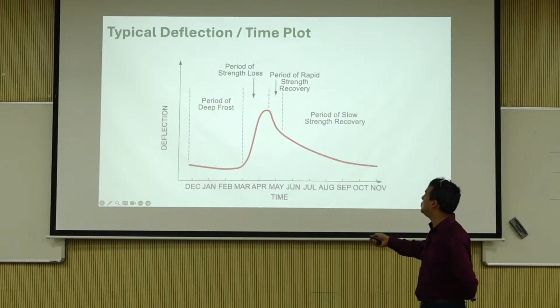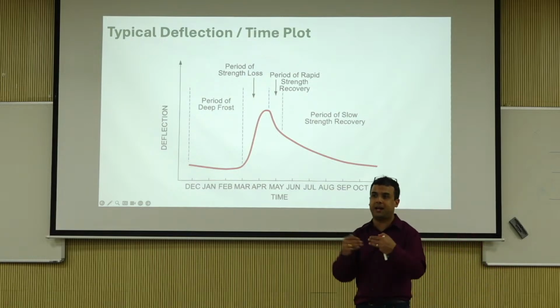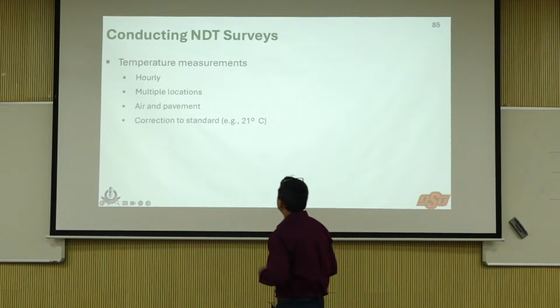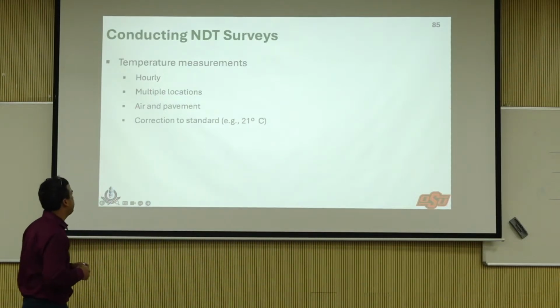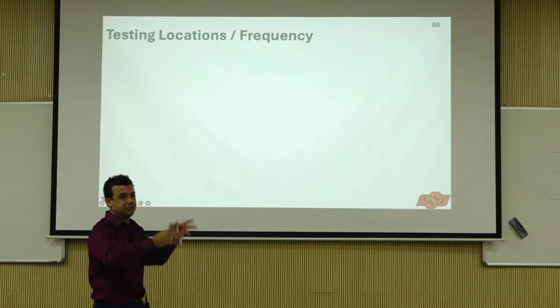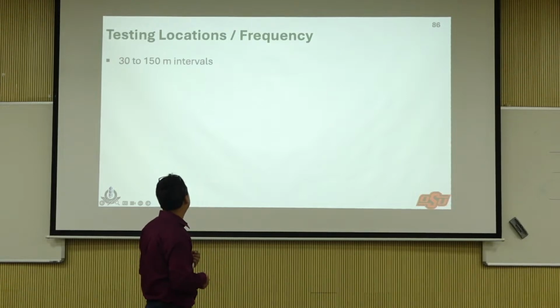April and May you have really, really bad deflections, and then it starts reducing as well. In June and July, maybe in the summer the asphalt is probably giving higher deflection, but now the soil has dried up, so it's kind of counterbalancing each other. So some of that happens, right? You have to have temperature measurements, air and pavement, and corrections. You have to compare everything to a standard temperature, otherwise there is no comparison, right? You have to do temperature corrections.